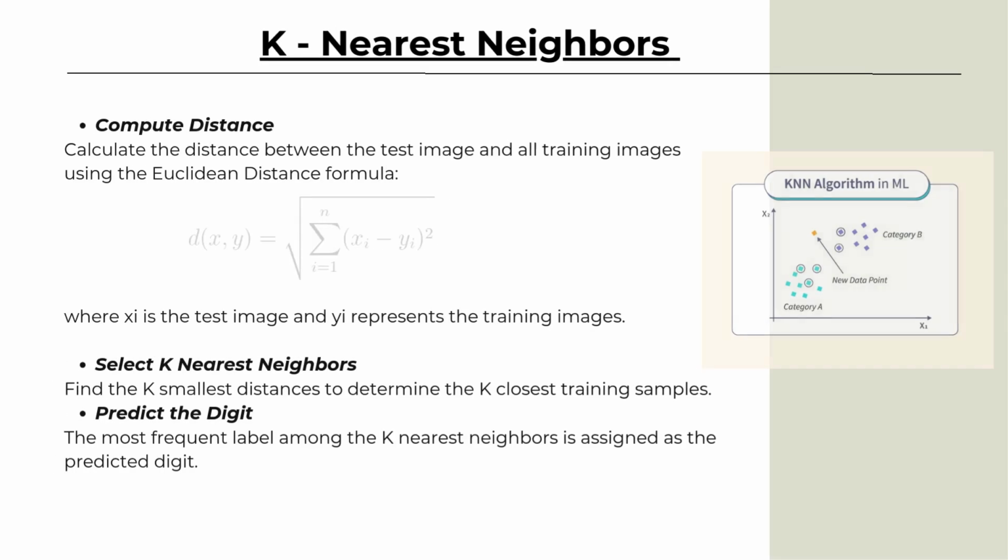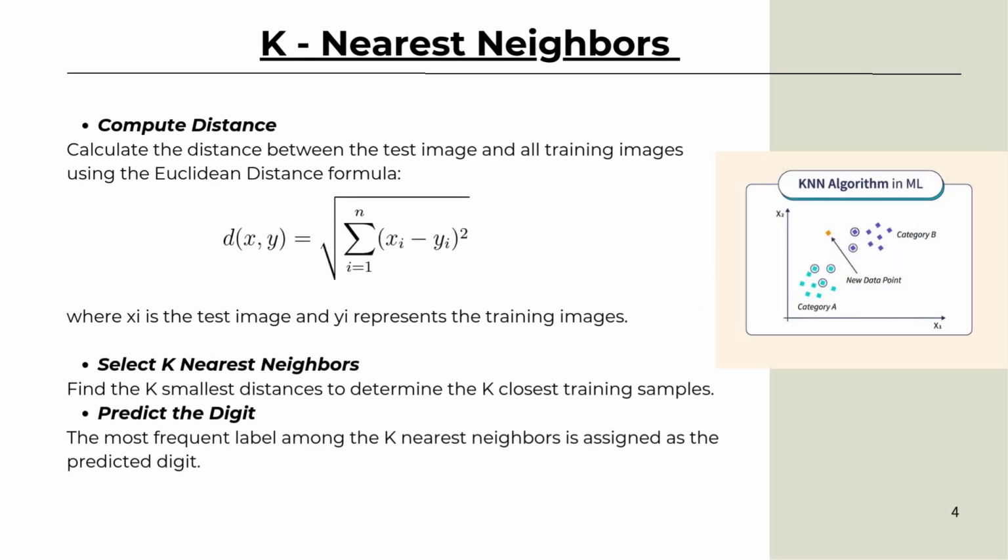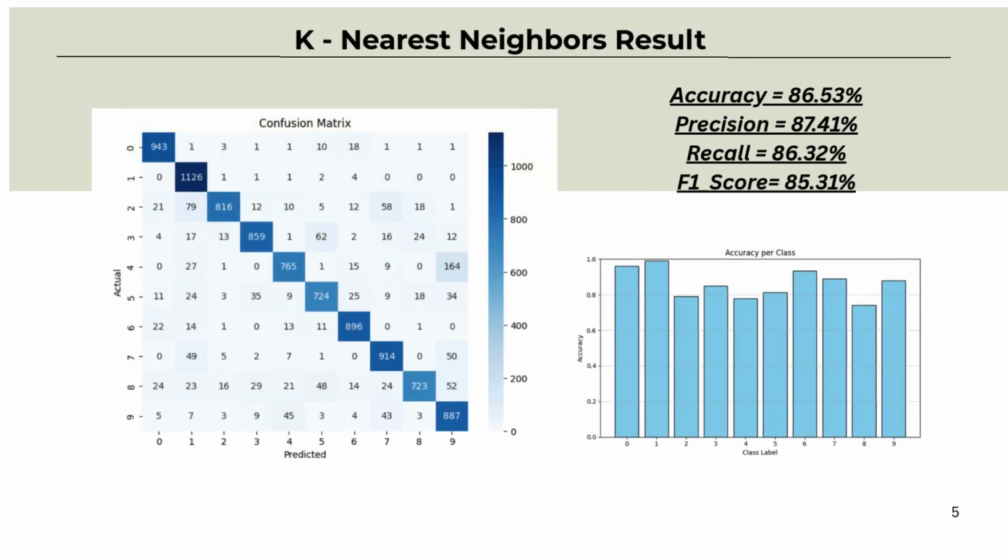Hello everyone, in this project I implemented a k-nearest neighbors classifier from scratch to recognize handwritten digits using a dataset similar to MNIST. After normalizing the data and visualizing some samples, I implemented the Euclidean distance and KNN logic. I tested different k values and found the best performance at k equal to 5. Training on 10,000 samples, the model achieved 86.53% accuracy on the full test set. I also evaluated it using class-wise accuracy, ROC curves and confusion matrix to better understand its performance.